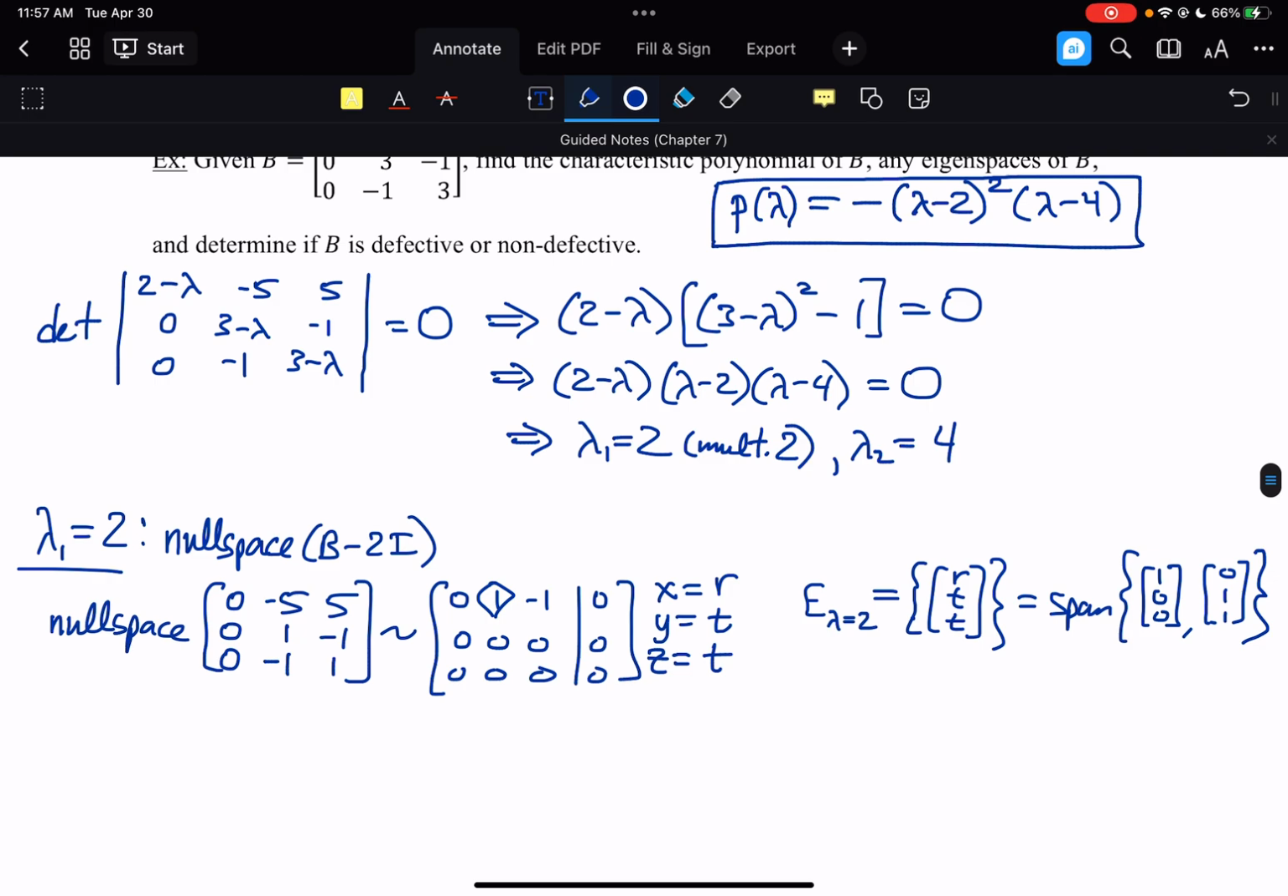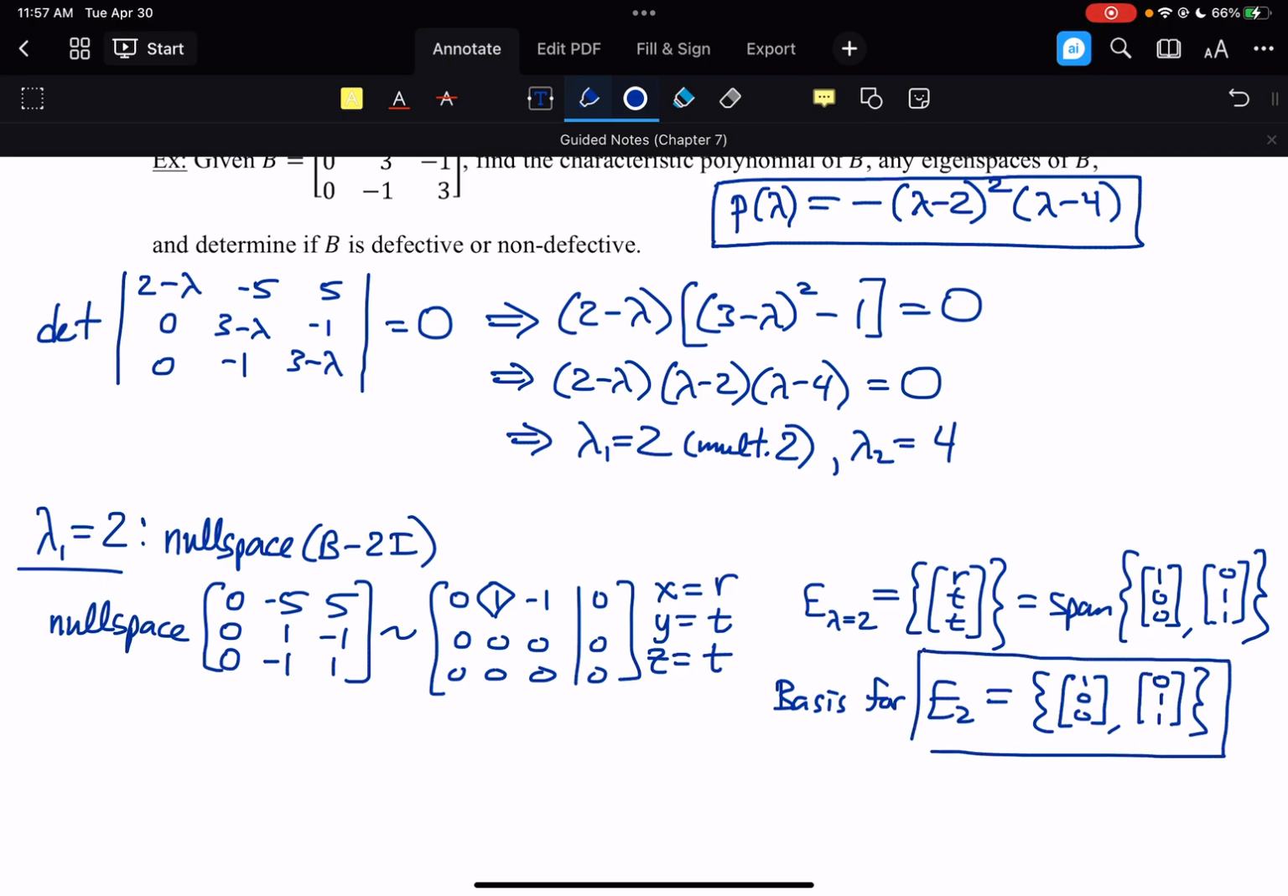So E2 would just be vectors of this form, or the span of these two. If we wanted a basis for E2, a lot of times we'll just take the basis for it, which allows us to just drop the span notation. So that's 1, 0, 0, 0, 1, 1. This would be the basis for the eigenspace that corresponds to lambda equals 2.